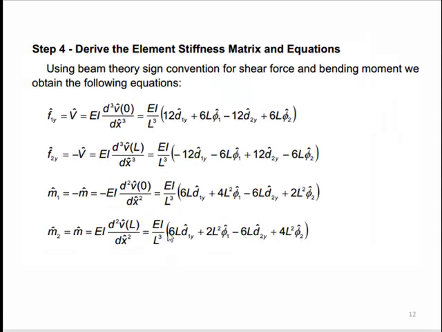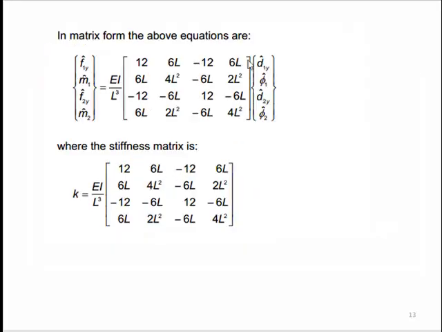So if we express these equations in matrix form, we get this relationship. In this relationship, we have the forces and moments on this side, and we have the degrees of freedom on this side. And this matrix is the stiffness matrix, which we call K. So K is equal to EI over L cube times this matrix, and this is the element stiffness matrix for a beam element.